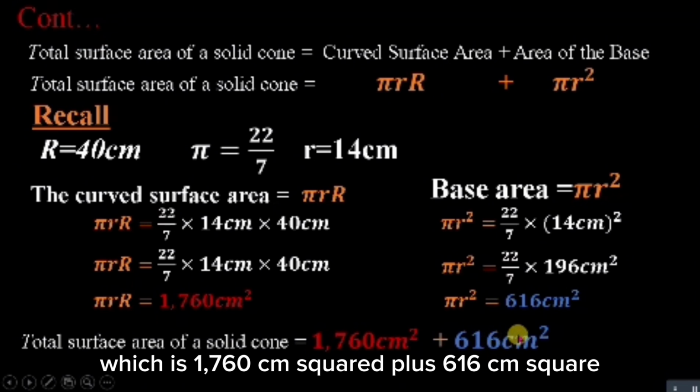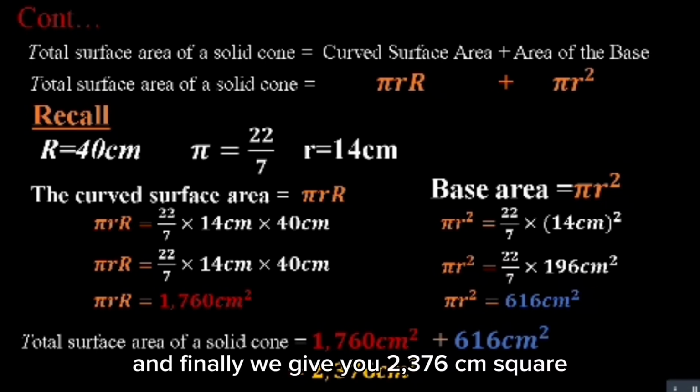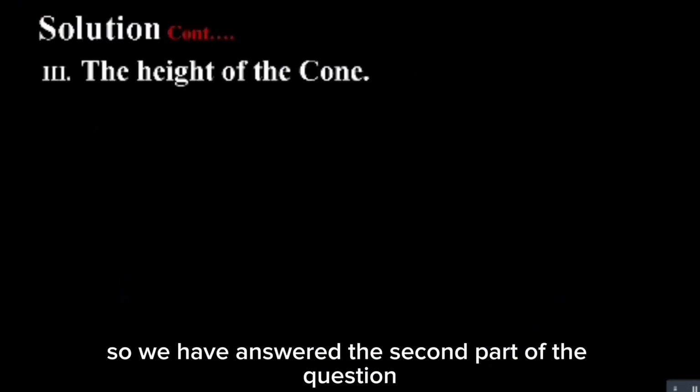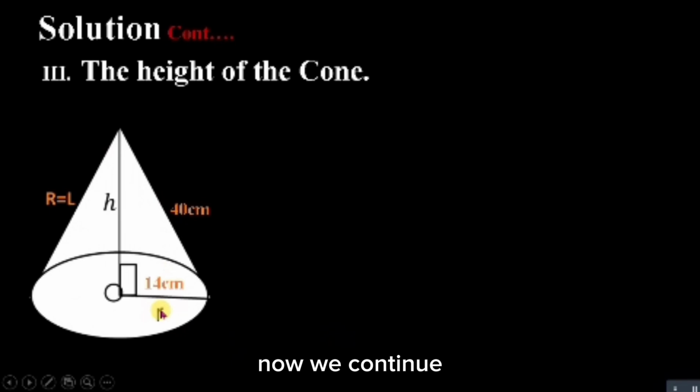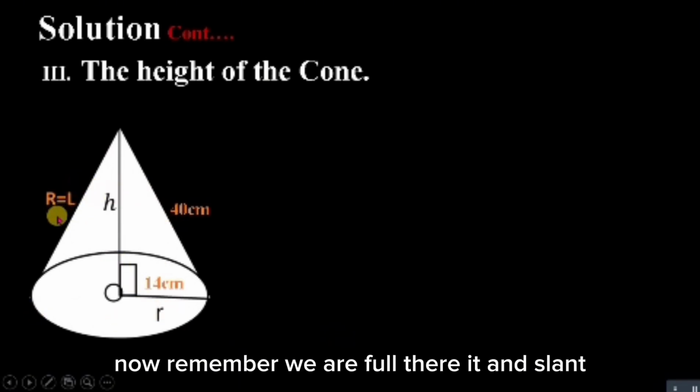And finally, we get 2,376 centimeters squared. So we have answered the second part of the question. Now, we continue. We are supposed to find the height of the cone. Remember, we have folded it, and the radius of the sector has now become the slant height of the cone, which is 40 centimeters.